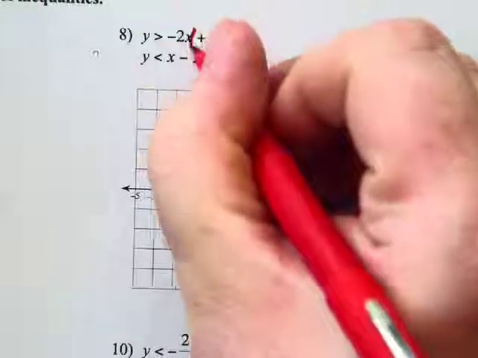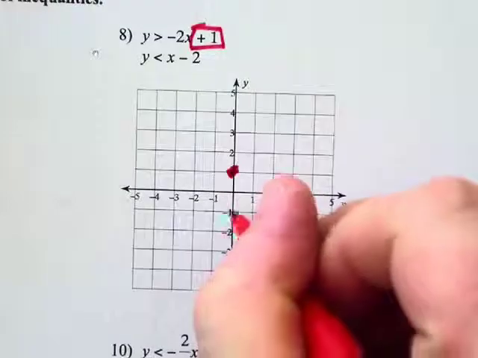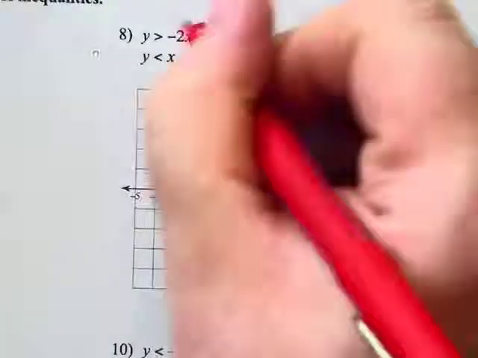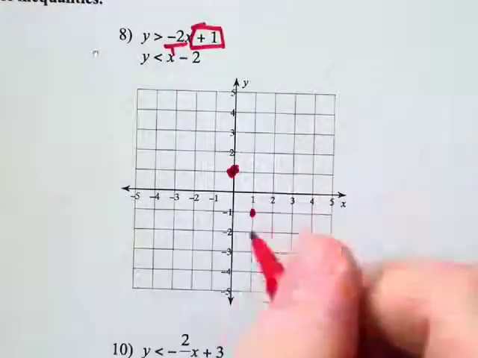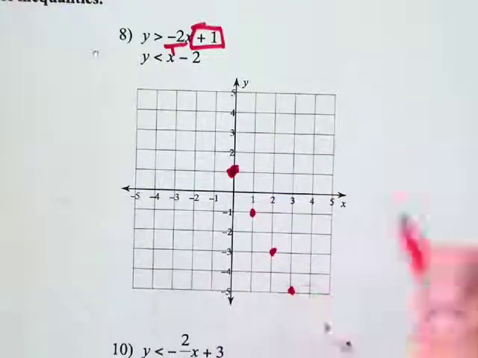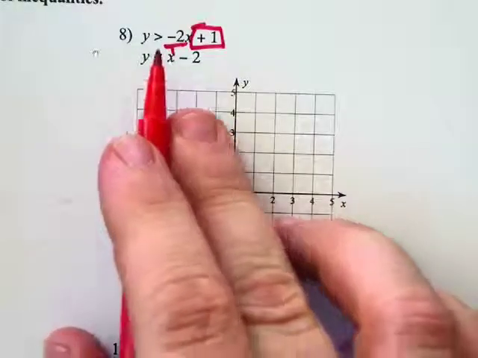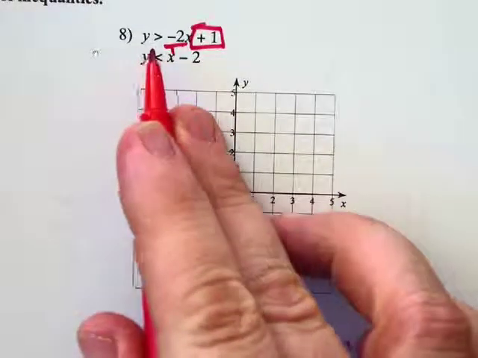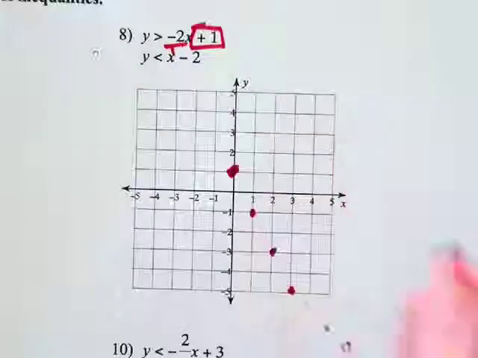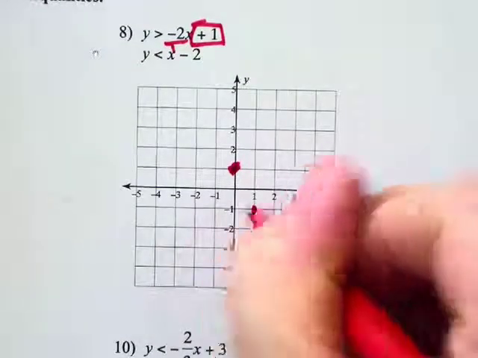We have a positive 1. So we go down 2 over 1, because that's negative 2 over 1 slope. So down 2 over 1, down 2 over 1, and that is a dashed line. It is not a solid line. We know that because it does not have the line underneath the inequality. So with that in mind, we're going to go ahead and draw our dashed line.